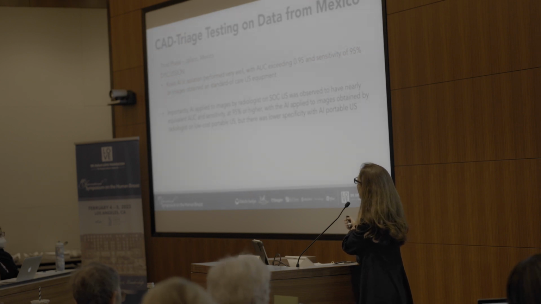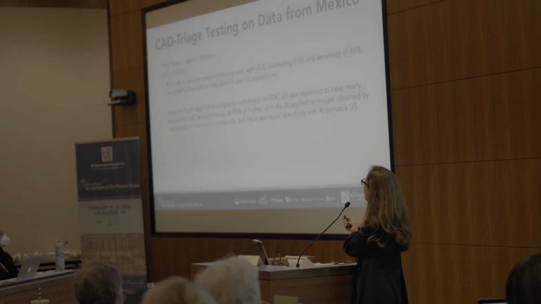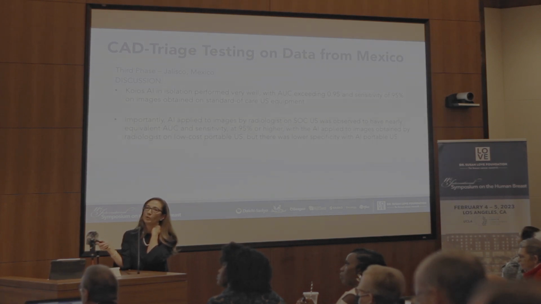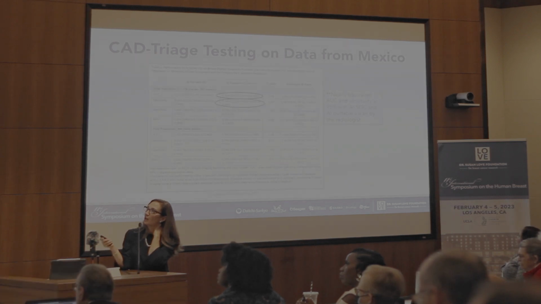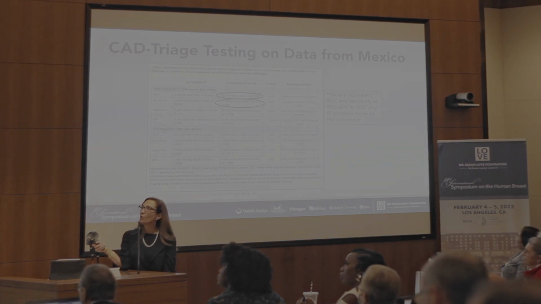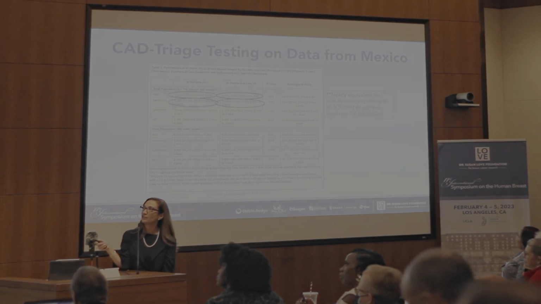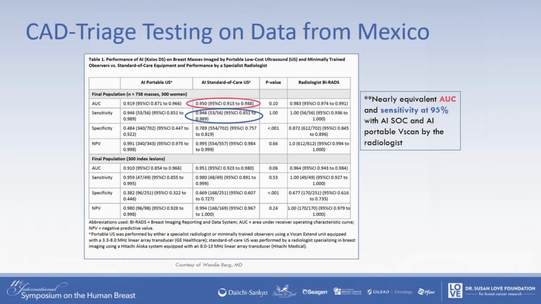So what's important here is that the AI applied to the images by the radiologist standard of care was nearly equivalent with the AUC and sensitivity as to the AI applied to the portable V-scan images. Here again, the area under the curve and sensitivity for the AI applied to the standard of care big ultrasound machine were comparable to the AI area under the curve and sensitivity with the AI portable V-scan.